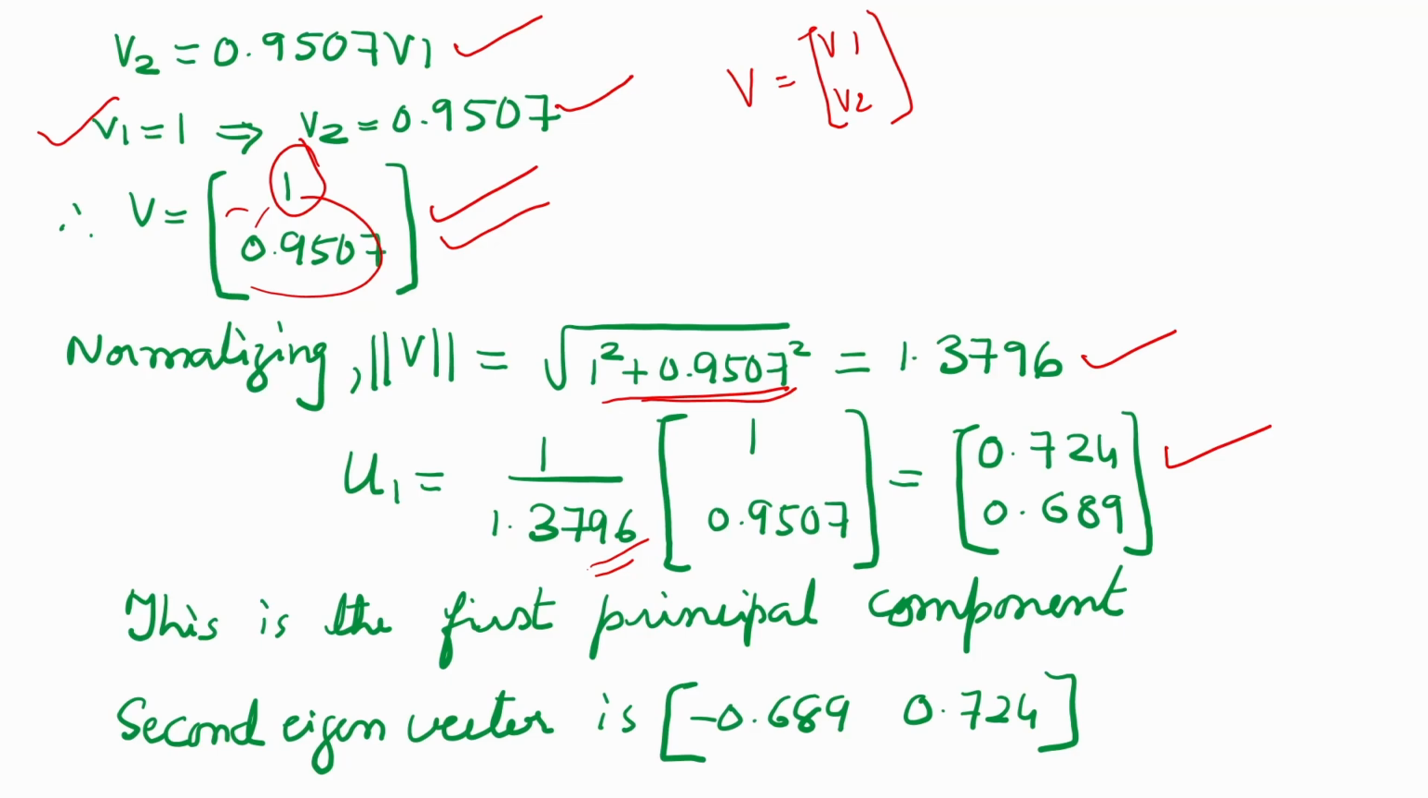So this is the first principal component. Why is it the first principal component? Because it corresponds to the highest eigenvalue. That means it represents the highest variance.